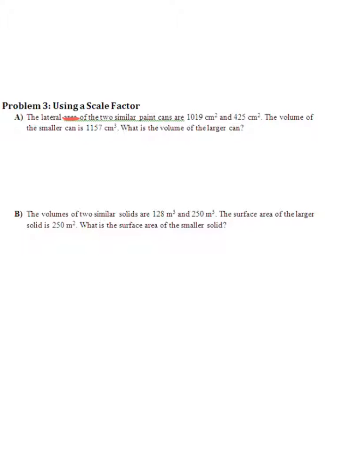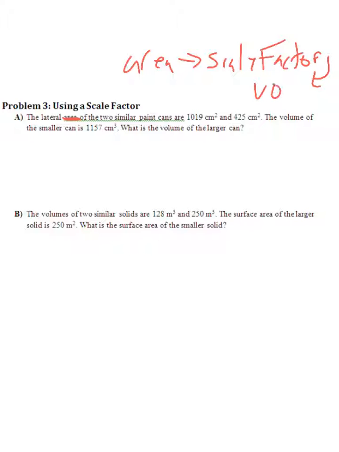So we need to go from area ratio back to scale factor, and then from there we can go to volume. Okay, so if I find my area ratio, 425 over 1019, this is my area ratio. Now I want to go to a scale factor ratio. Well, to go from area to scale factor, again, we square root. So I'm going to be doing the square root of both of these.